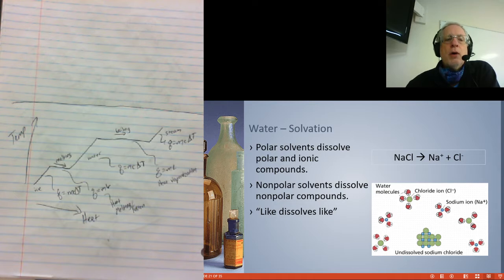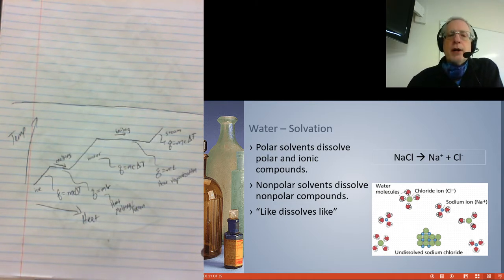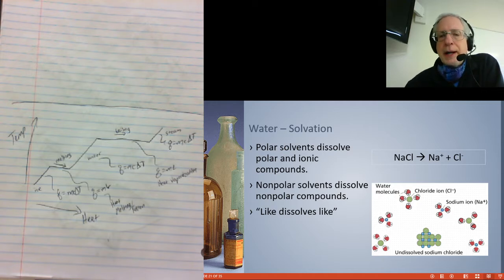Now, because of this, polar solvents dissolve polar and ionic compounds, and nonpolar dissolves nonpolar. We call that like dissolves like, because you need those interactions: nonpolar compounds interact with nonpolar compounds, and polar and ionic compounds interact with polar and ionic compounds.